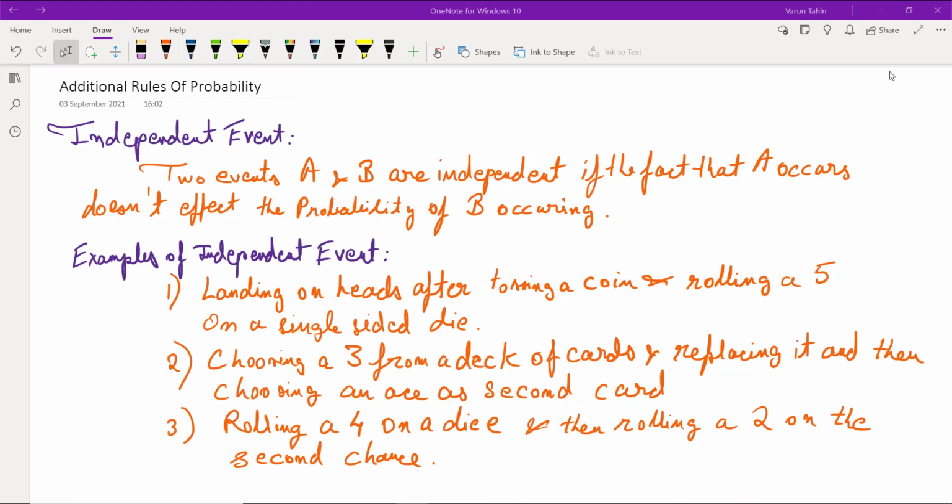And you can see the second and the third example as well, which is choosing a 3 from a deck of cards and replacing it, and then choosing an ace as a second card. These are also independent events because the card is replaced, and the second time you have the same number of cards as you had the first time, and you have equal chances of picking any card. Then the third is rolling a 4 on a die and then rolling a 2 on the second try.